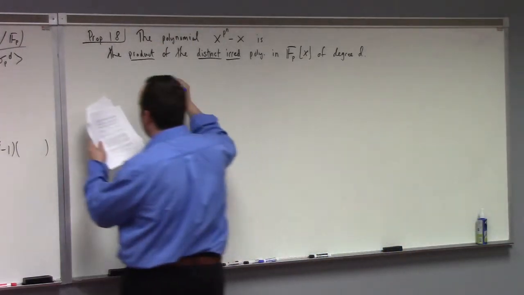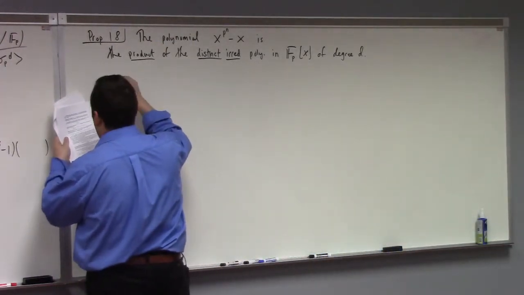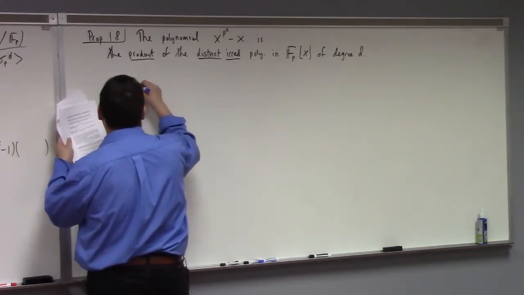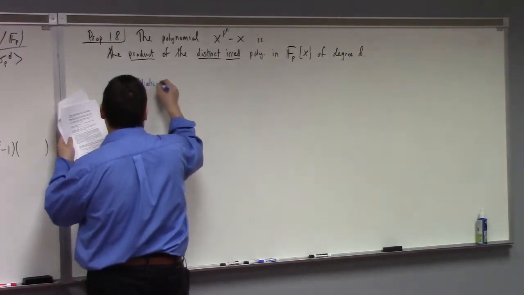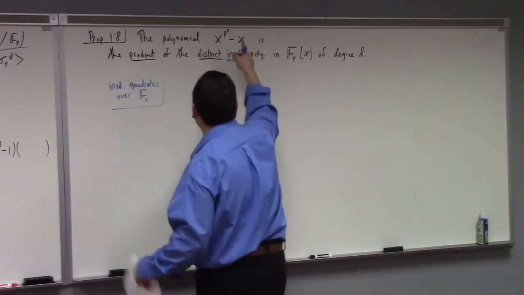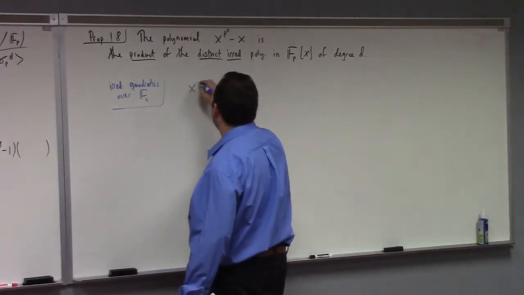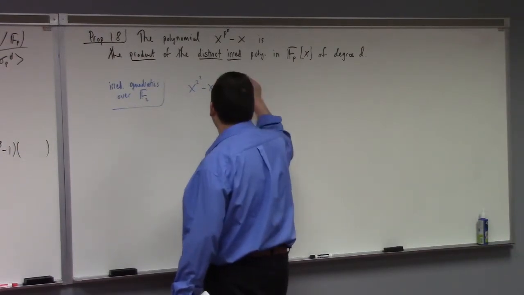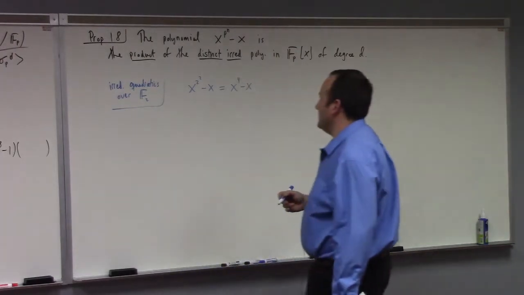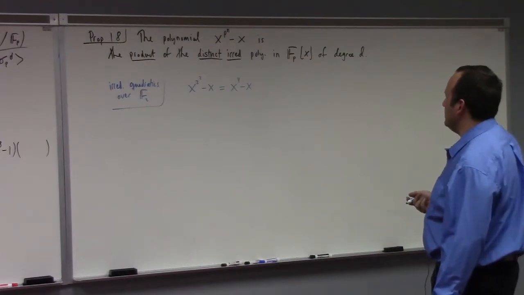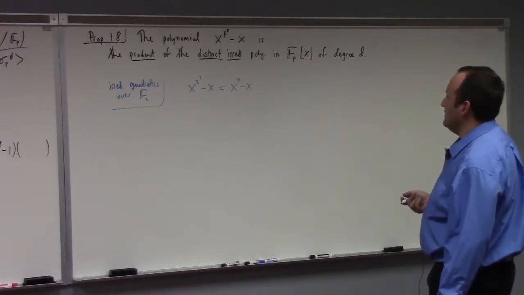Anyway, so he says about irreducible quadratics over F2. So we're supposed to look at x to the 2 squared minus x, otherwise known as x to the 4 minus x. That's supposed to be the product of the distinct irreducible polynomials in Fp of degree d, where d runs over.